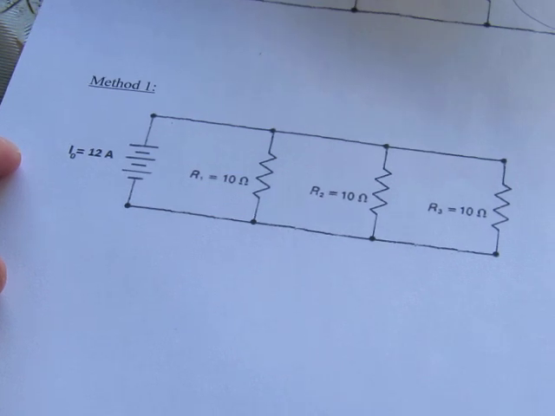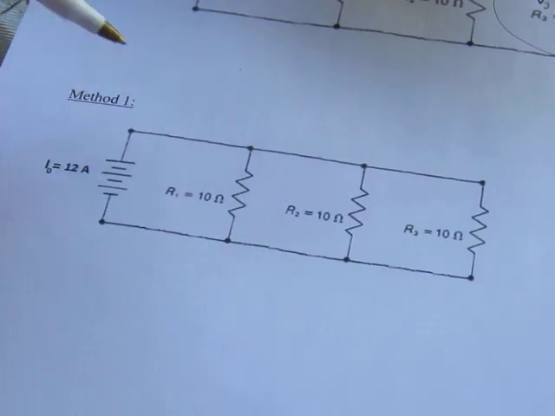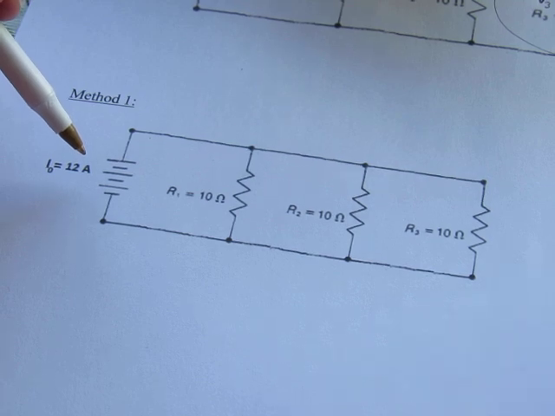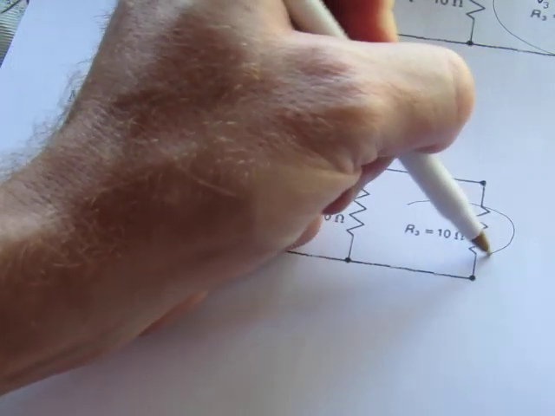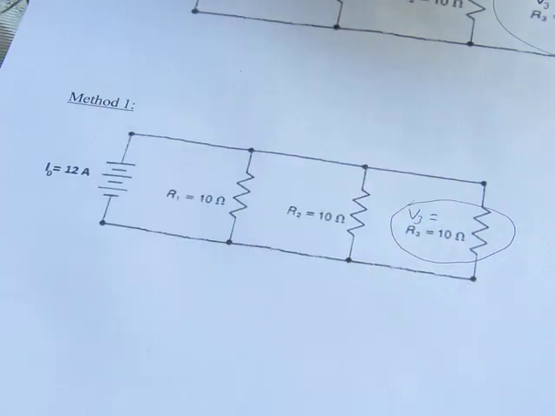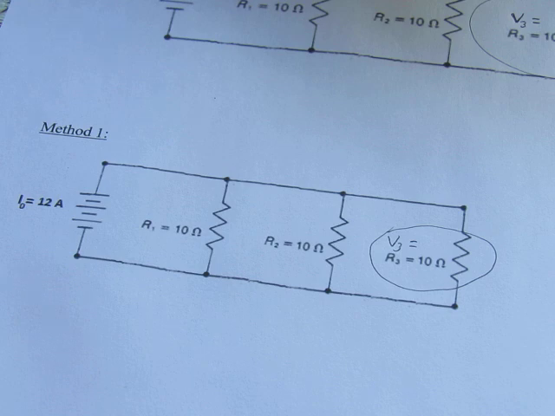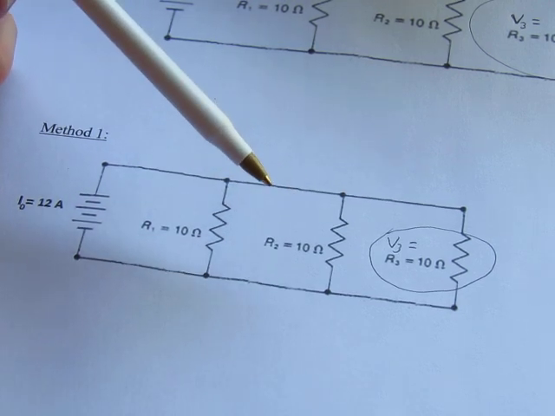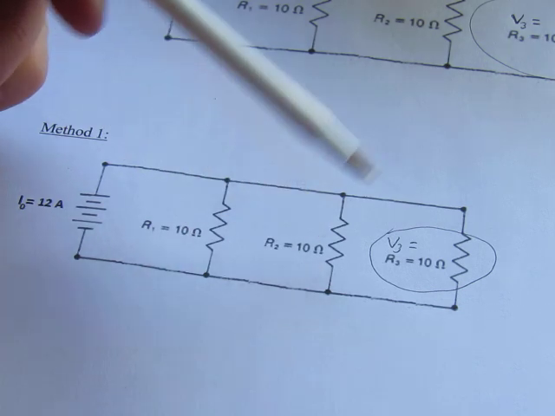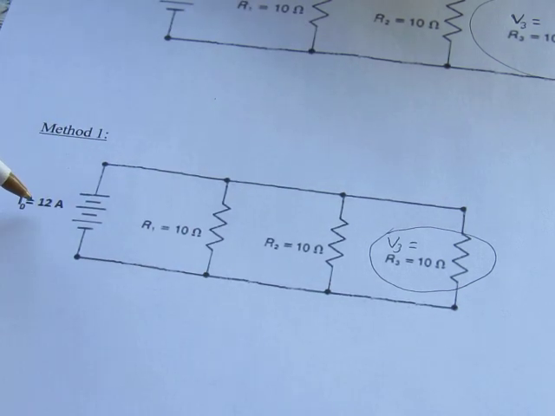Okay, so whether you paused or whether you're back again, let's do this 2 different ways to show you that you have multiple options. So again, this is what we're solving for right here. You want to solve for the voltage of the third resistor. All 3 of these resistors are the same, 10, 10, 10. The current at the battery is given as 12 amps.